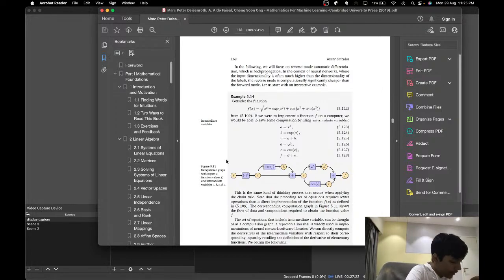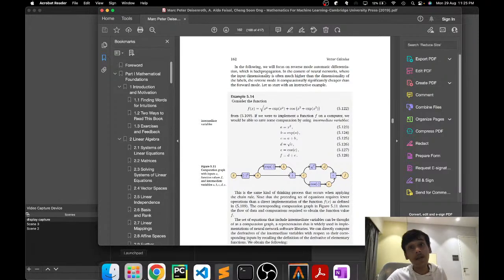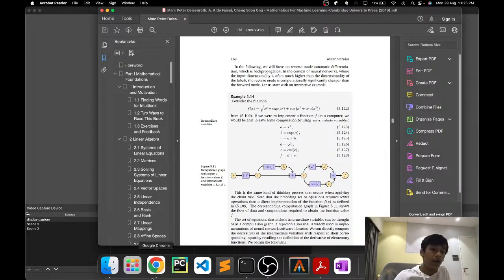If we were to implement the function f on the computer, we would be able to save some computation by using intermediate variables. So we can save computation time. That's good. We set x squared to be a, b to exponential of a, c to a plus b, and d to be the root of c. Alright, so we got it.